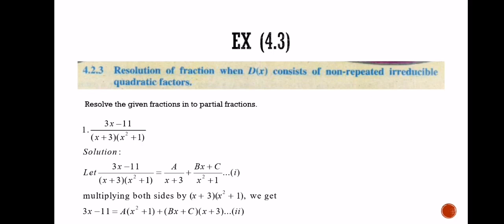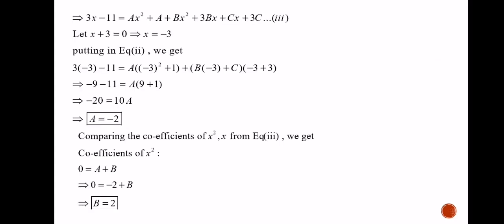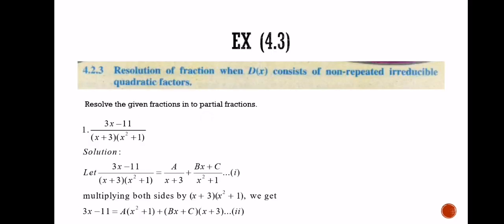After multiplying equation number 1 by the LCM of the denominator, we get 3x minus 11 is equal to a into x square plus 1 plus bx plus c into x plus 3. We multiply the terms inside the brackets to get 3x minus 11 is equal to ax square plus a plus bx square plus 3bx plus cx plus 3c. It's our equation number 3. Since we have one linear non-repeated factor, we can apply the zeros method to find the value of one unknown out of the 3.